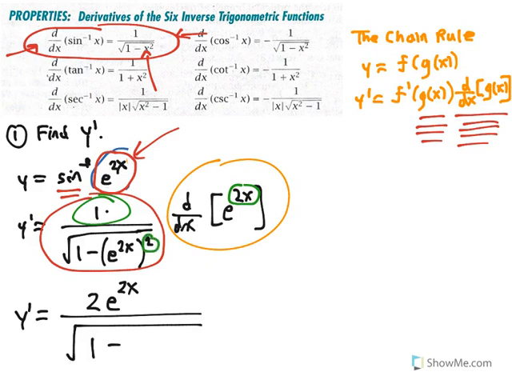So you have the power of a power. So multiply the exponents and you get e to the 4x. And that would be our final answer.